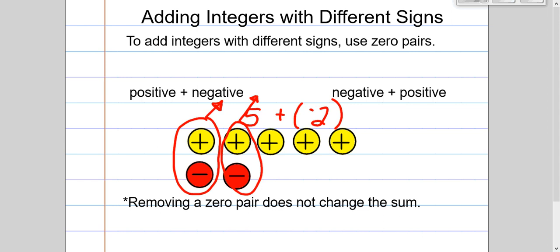And what you are left with will be your answer. So if I remove that pair and I remove that pair, you would be left with a +3. So the answer in this situation of 5 plus -2 is equal to a +3.